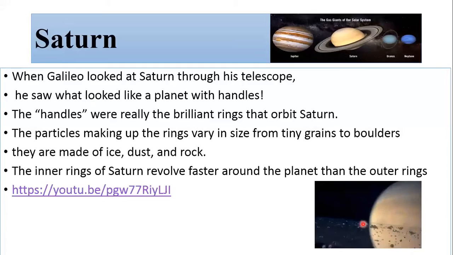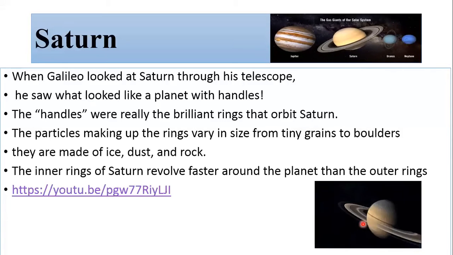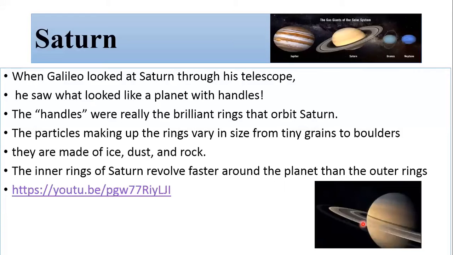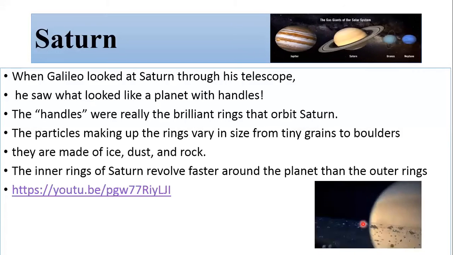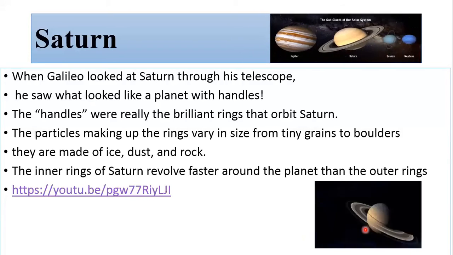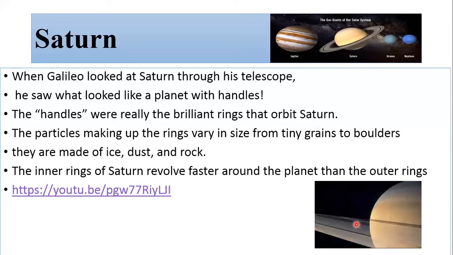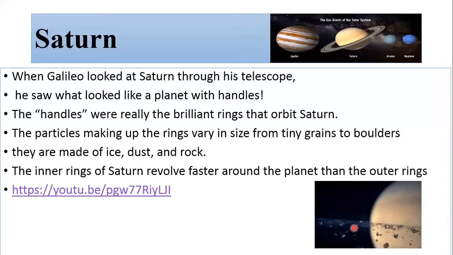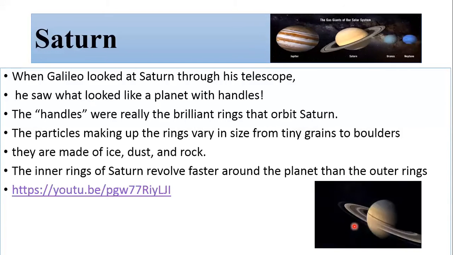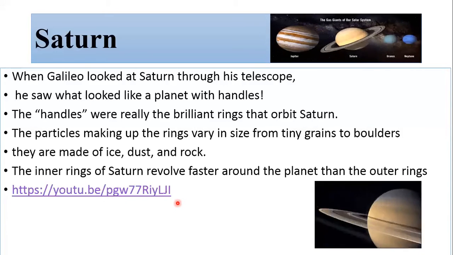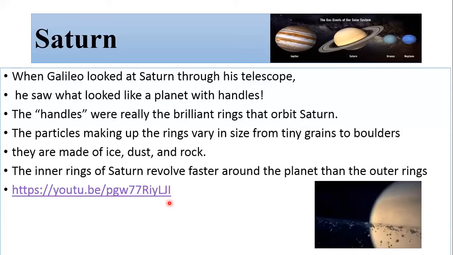The particles making up the rings vary in size from tiny grains to boulders. They are made of ice, dust, and rocks. This ring is made of ice, dust, and rocks. The inner ring of Saturn revolves faster around the planet than the outer ring. After we finish, I will show you a video.